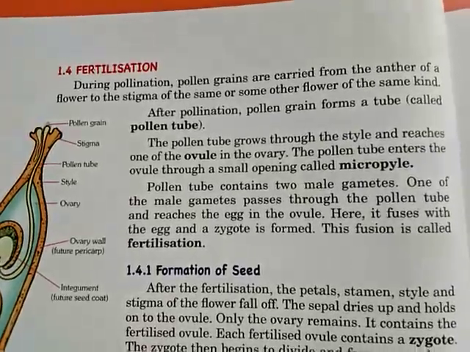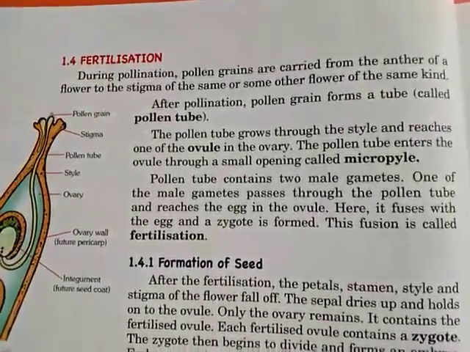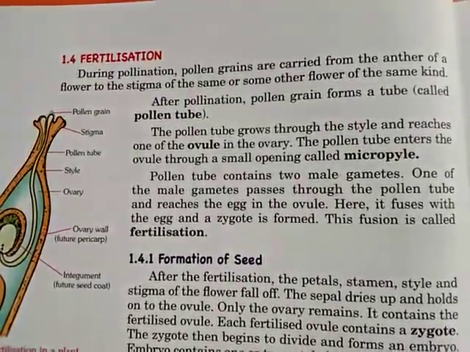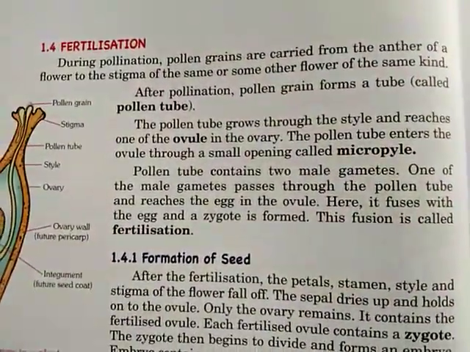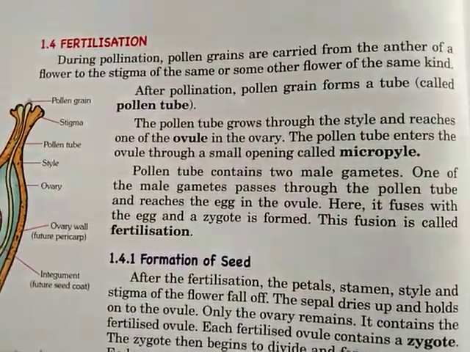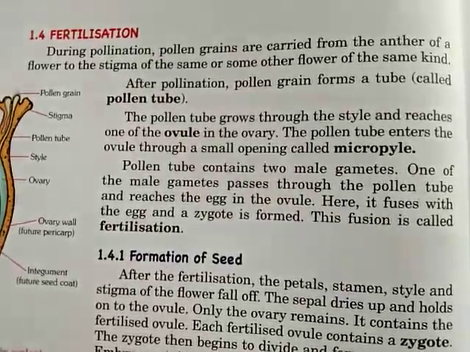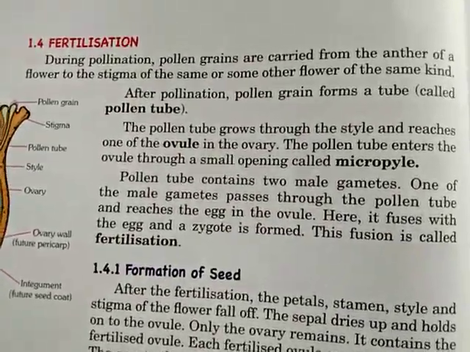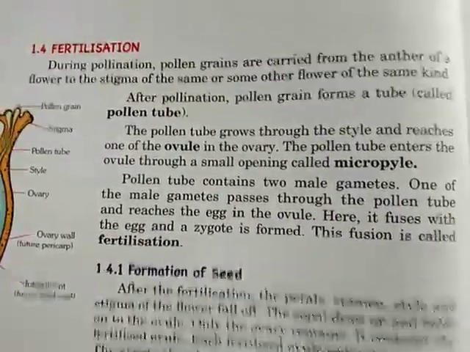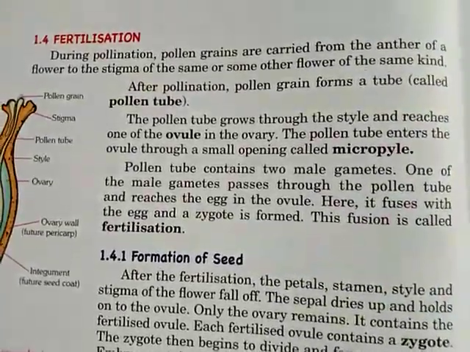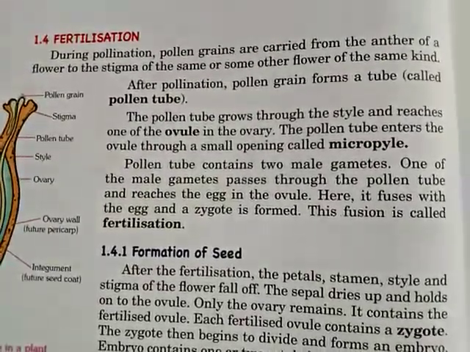Good morning, students. Today we are going to discuss the topic fertilization from class 6th biology, chapter 1, that is plant life. Okay, students, what happens during pollination? The pollen grains, you all know, are carried from the anther of a flower to the stigma of the same flower or some other flower of the same kind. So basically, when these pollen grains land on the stigma.